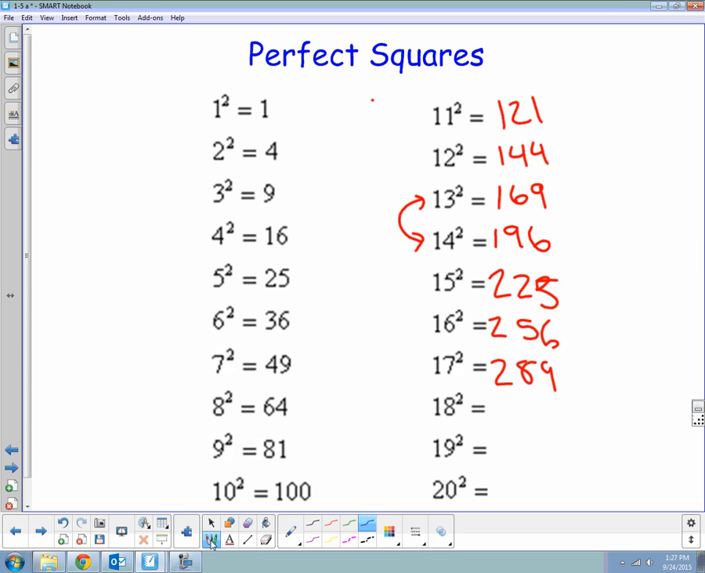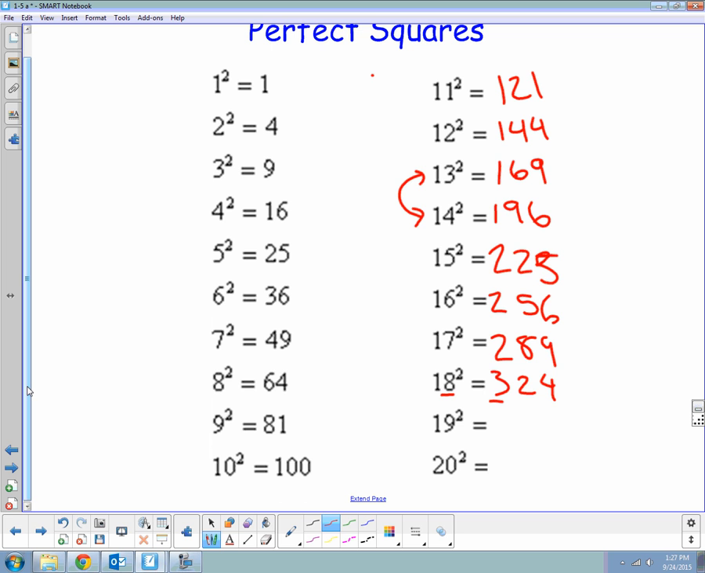18 squared. I know that 18 squared is getting pretty big. We're probably going to be out of the 200s now, and so it's going to be in the 300s. 8 times 8 is 64, so 18 squared is 324. That's how I remember. I don't have a nice way of remembering 19 squared. It ends up being 361. 19 squared.